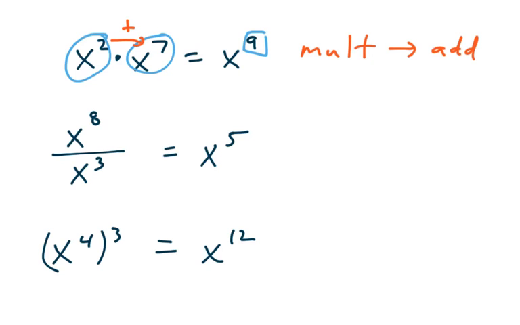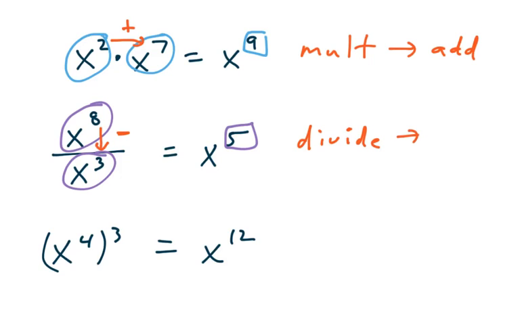Similarly, if I take x^8 and divide by x^3, would we not get x^5? Why? Because I would simply right here do 8 minus 3, right, to get 5. In other words, with divide or division, we subtract the exponents, right?